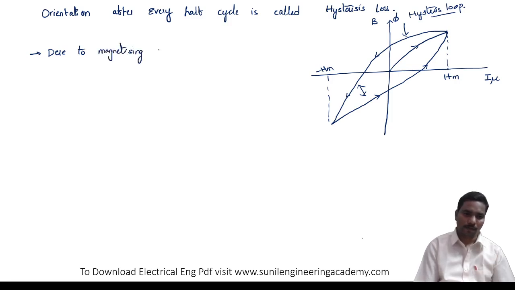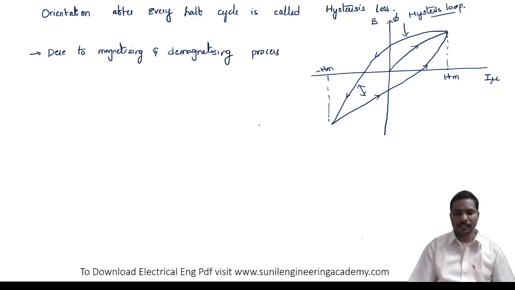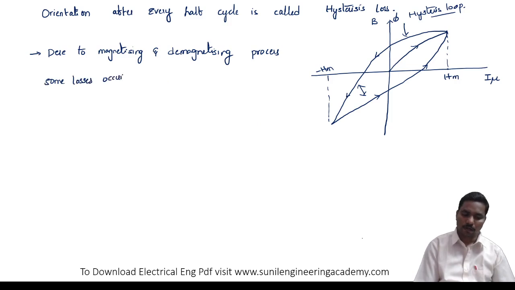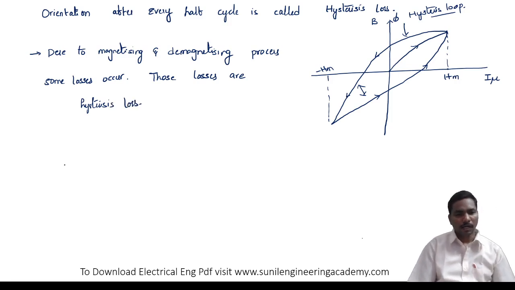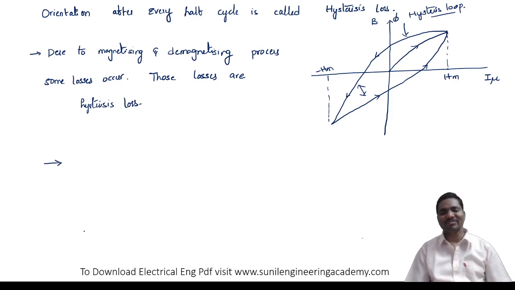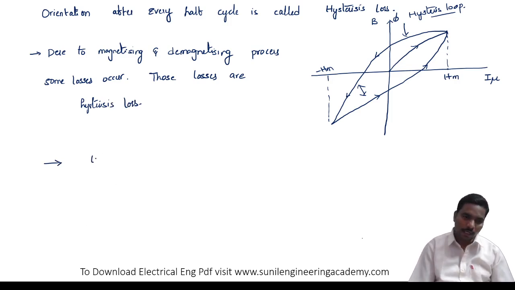So due to the magnetizing and demagnetizing process, some losses occur. Those losses are hysteresis loss. And the hysteresis loss formula is very important, guys.